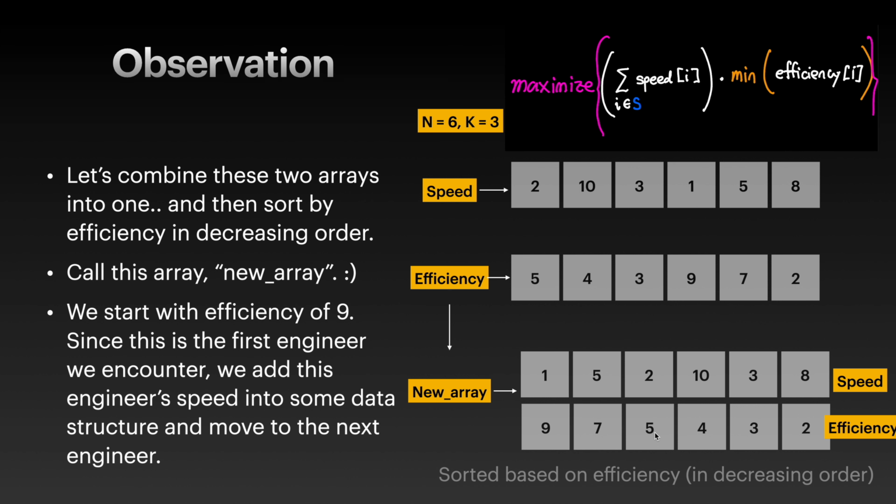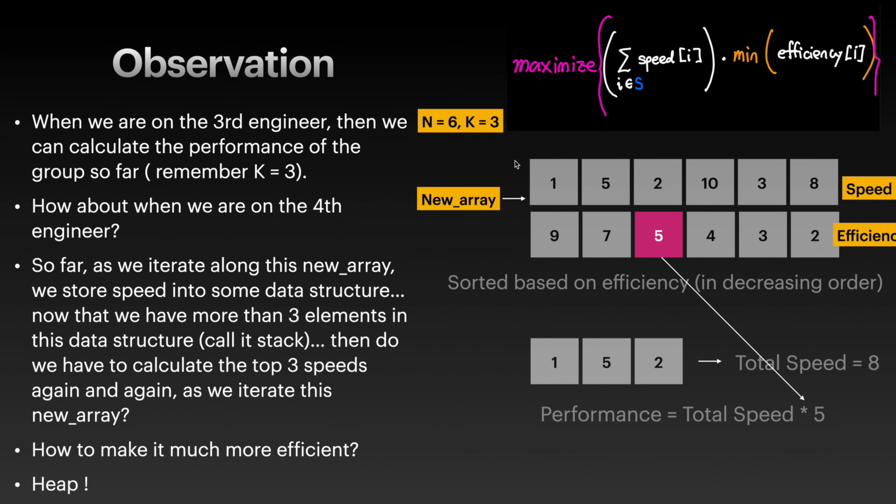So why are we doing this? Well, let's see. That's a very good question. K is equal to 3, right? So when we run iteration on this new array, from the first guy to the last engineers, initially we have one engineer. Well, we can calculate the performance here, right? The performance will be 1 times 9, so there will be 9.